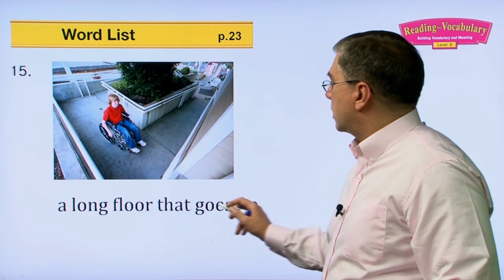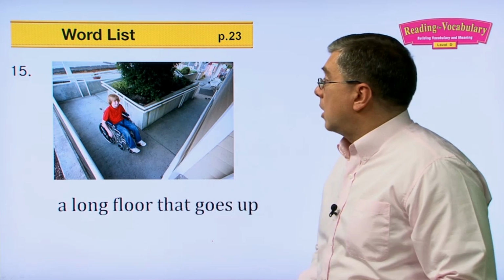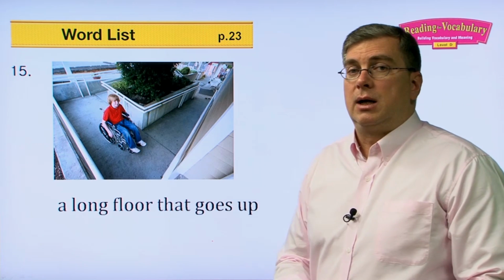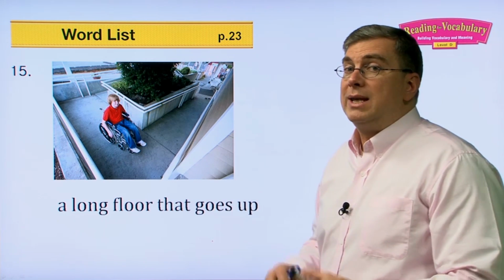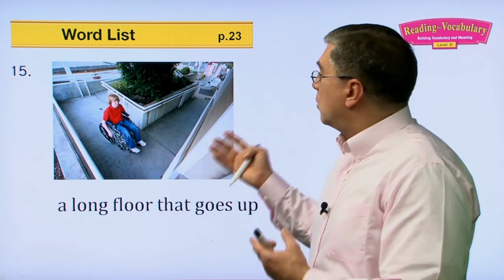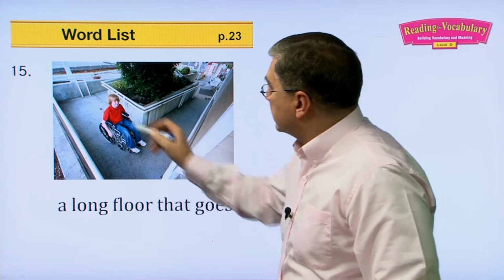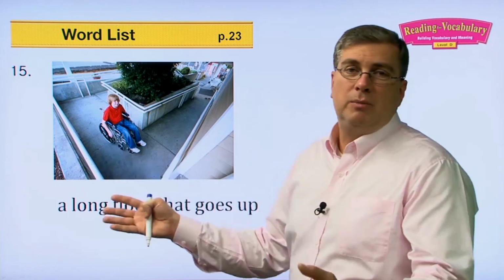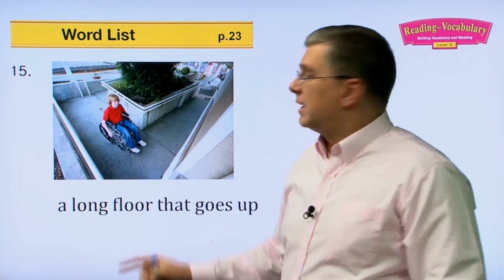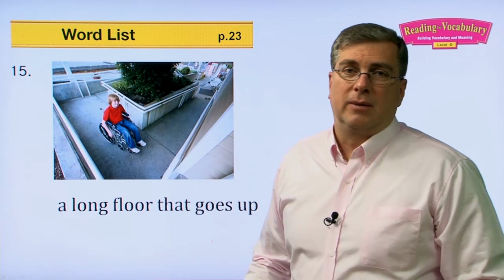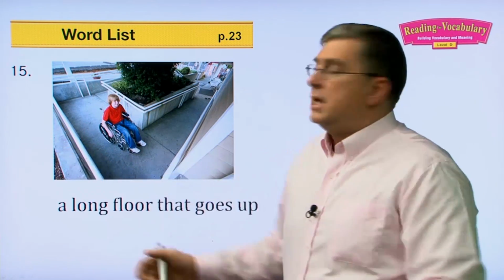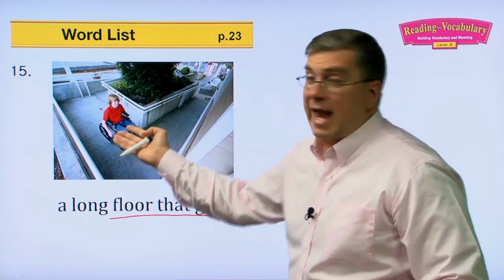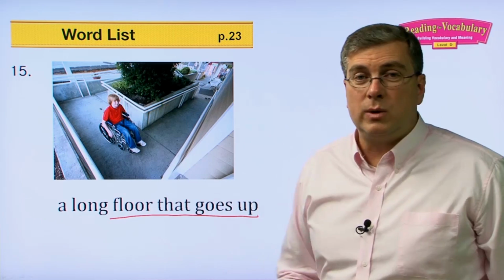Okay, next one. A long floor that goes up. Unfortunately, there are people who are handicapped. They cannot move normally. So we need to help them. And one way to help them is like this. If you look at this boy, you think, how can he go upstairs? If there's a building and there are only stairs in the building, it's very terrible for him. How does he get into the building? So many buildings will build these long floors that go up to help handicapped people who are in wheelchairs.